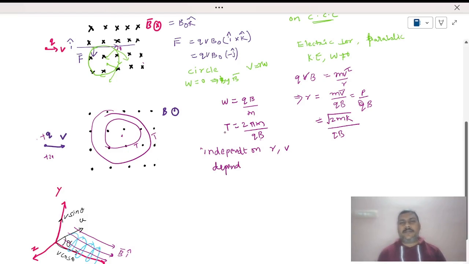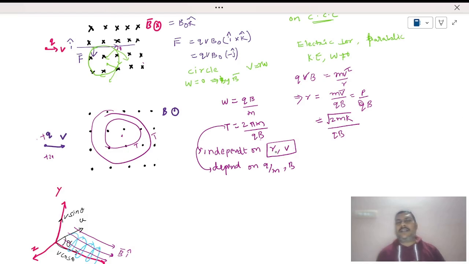It depends on the time period. Time period is dependent on Q by M, the specific charge, and on the magnetic field. It is independent of the radius of the path and of the velocity. Velocity determines the radius, but since the period does not depend on velocity, it does not depend on radius either. So the time period for both particles, which have different circular paths as concentric circles, is the same. It depends only on Q by M and B.